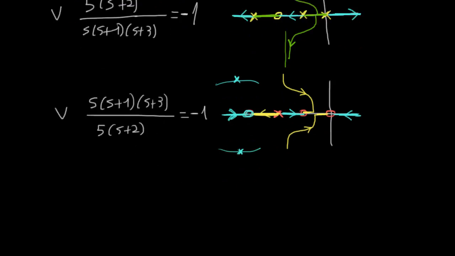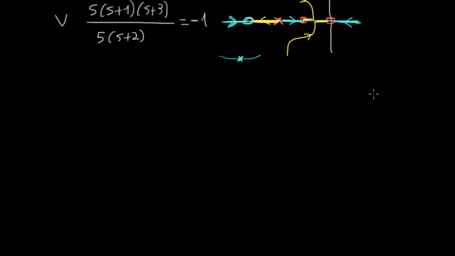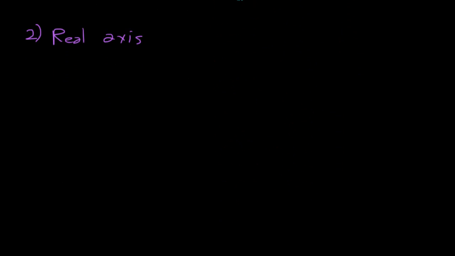Okay, let's go to the second rule. Points in the real axis. What you have to know is that all points in the real axis belong to the root locus, and the only thing you have to do is to find out which ones belong to the positive root locus and which ones belong to the negative root locus. And the rule you have to apply to do that is very simple.